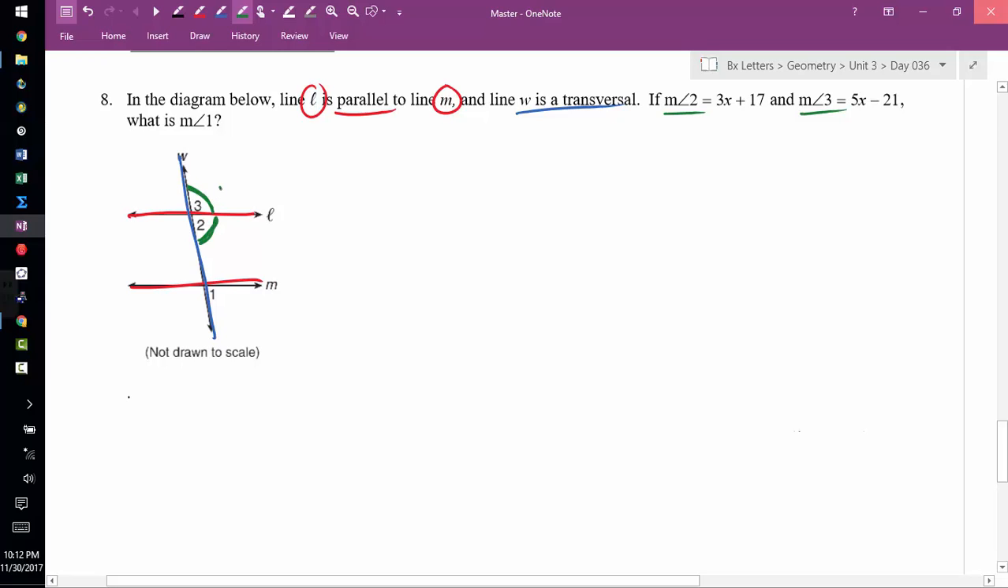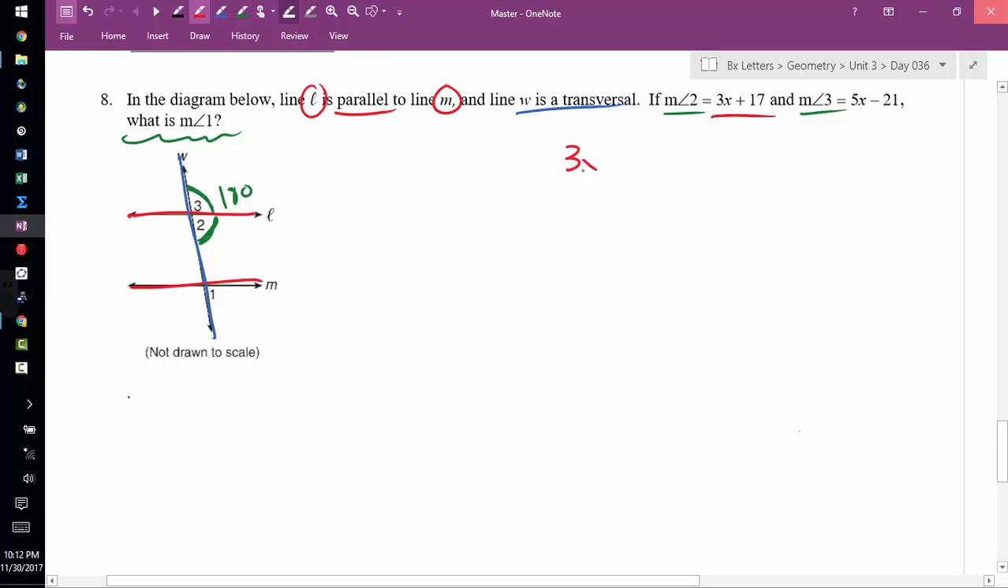If you just look at the diagram, those angles sit on that line, that transversal. And you know all lines have a 180-degree angle on them. So angle 2 and angle 3 are supplementary. They add up to 180. So I don't even care what it's saying here. That's something I can do. Whenever you see something you can do, you do it.